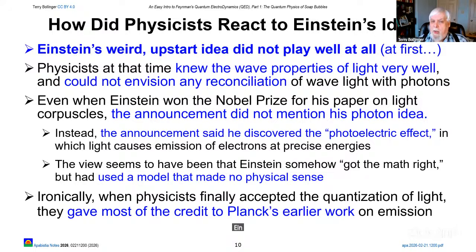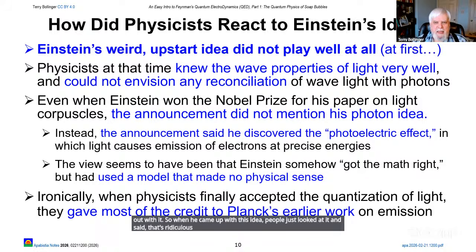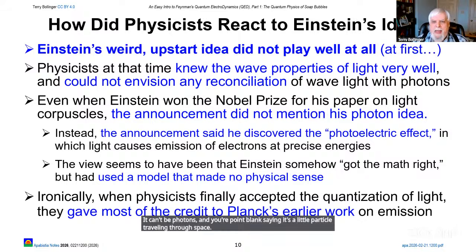Einstein's idea did not play well. This is characteristic of the people who get Nobel Prizes. It does not mean that people love what they say when they come out with it. So when he came up with this idea, people just looked at it and said, that's ridiculous. That is absolutely absurd. We know that light is a wave. It can't be photons. And you're point blank saying it's a little particle traveling through space. So even the Nobel announcement refused to talk about photon quanta.